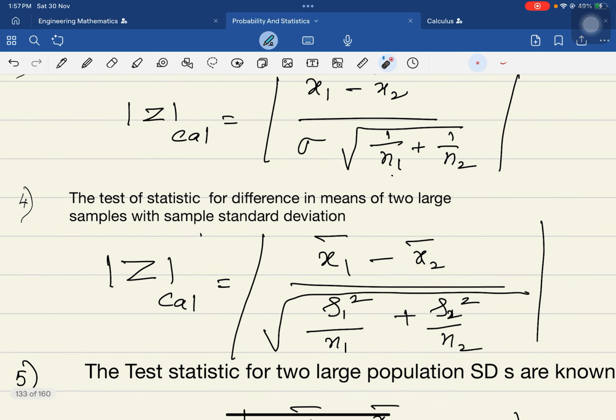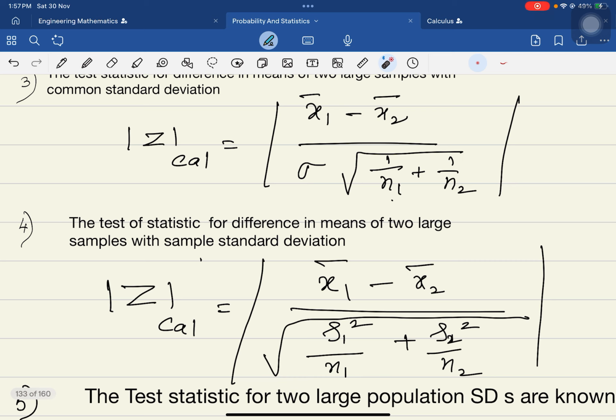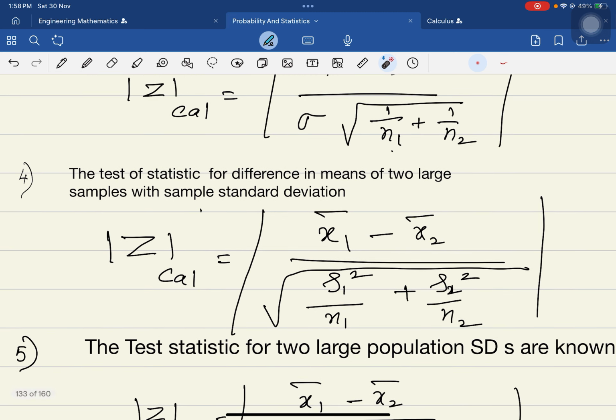Now coming to the next formula. There are two large samples, of course, but here the population standard deviation is not known. We know only the sample standard deviations of the large samples, and their means are known to us. Then what we do is x1 bar minus x2 bar over, in place of sigma, you have s1 square and s2 square under the root, the square root of s1 square by n1 plus s2 square by n2. So this is the test statistic.